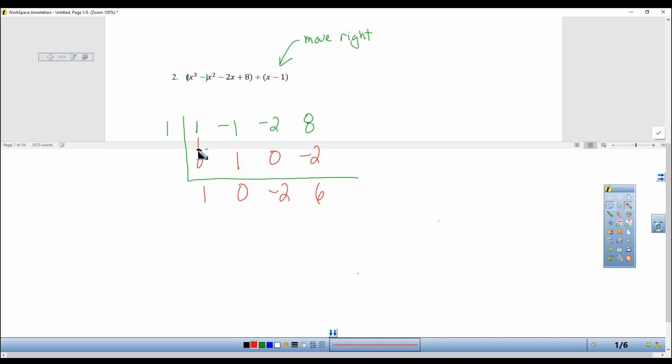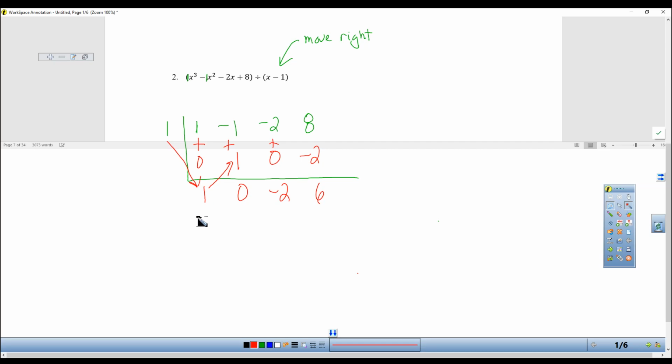Add, and then multiply, and then put that answer there. And then add, and then multiply. Add, and then multiply.